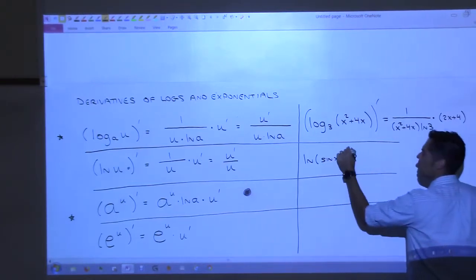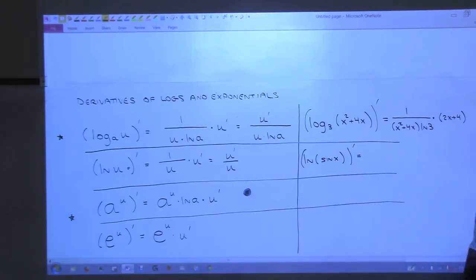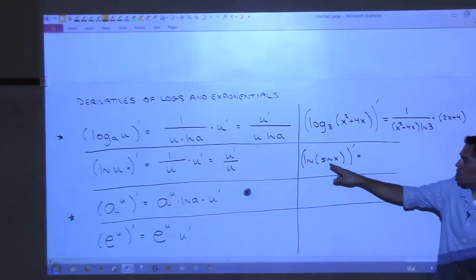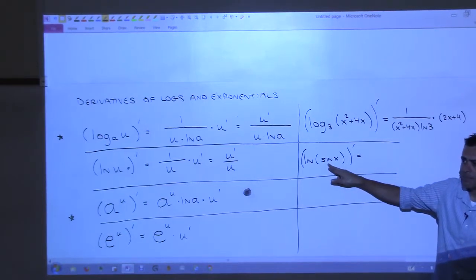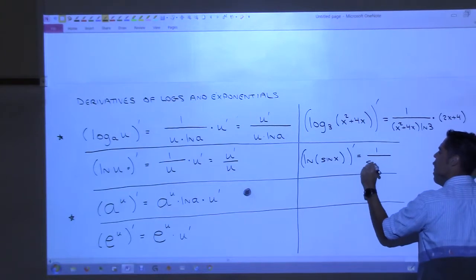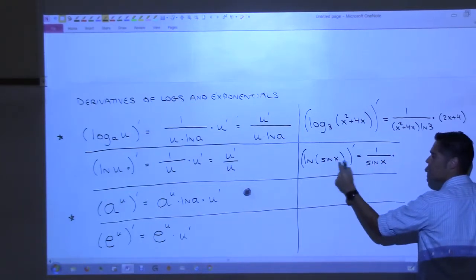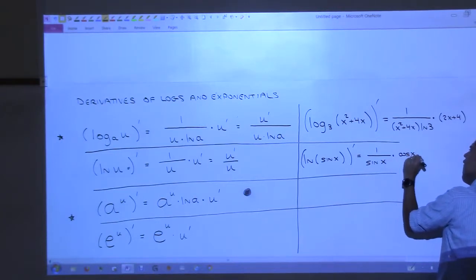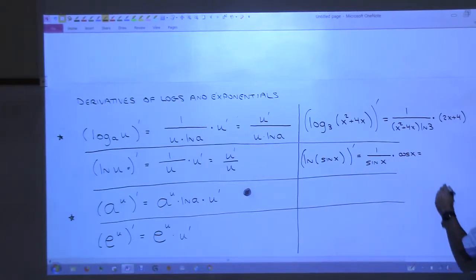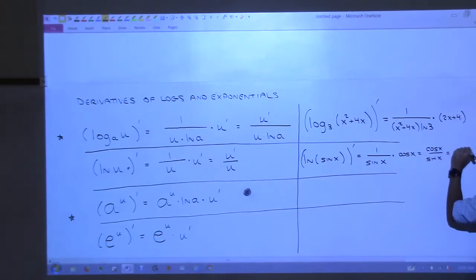So I want to take the derivative of this. According to the formula, u is sine x, right? So this is going to be 1 over u, so 1 over sine x, times the derivative of sine x, which is cosine x. And that is cosine x over sine x, which is cotangent x. Yeah, I think I did do that last time.